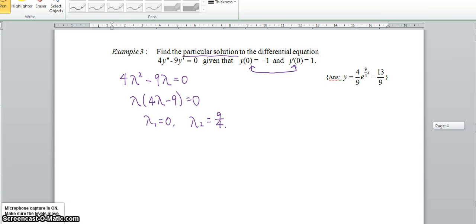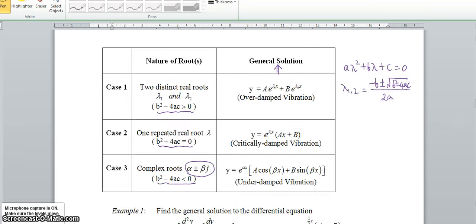Remind yourself which case we're dealing with. Let's go back to the table. Apparently, we're dealing with case 1. Okay, so for case 1, the general solution is in this form. Let's write it down.